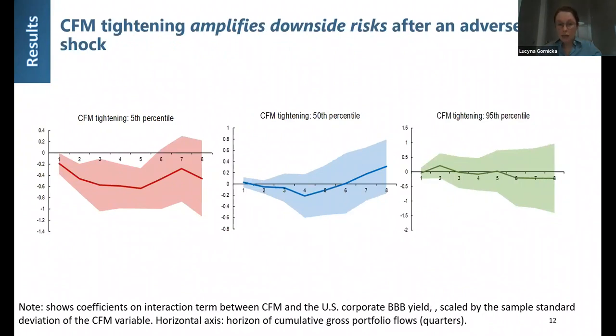In terms of the CFM tightening shock, we actually find a very interesting result that CFM tightening, if anything, is counterproductive, as it actually tends to amplify downside risks to capital flows following global shocks. So this is what you can see here for the interaction term for the fifth percentile, where the interaction term is negative and statistically significant. And what it means is that there might be some leakages or signaling effects, which mean that CFM tightening is really not effective in achieving its stated objectives, but has the perverse opposite effects.